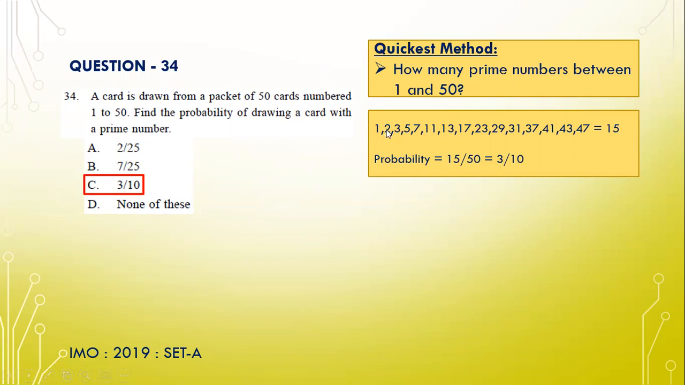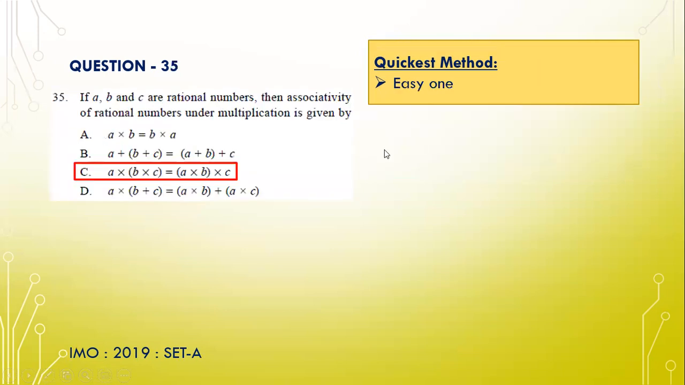1 is a prime number, 2 is a prime number, 3, 5, 7, 11, 13, 17, 23, 29, 31, 37, 41, 43 and 47 are prime numbers. So total 15 prime numbers. What is the probability? 15 upon 50, which is 3 upon 10, because 5 3s are 15, 5 10s are 50. Probability of finding a prime number is 3 upon 10.